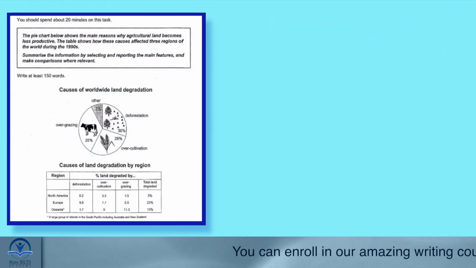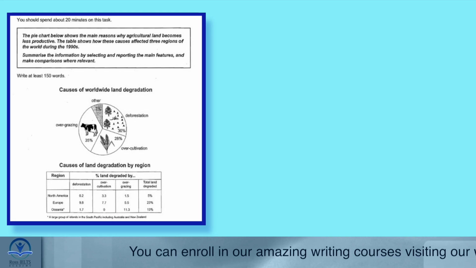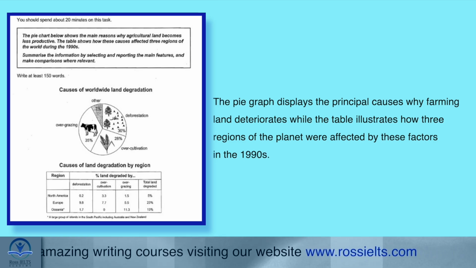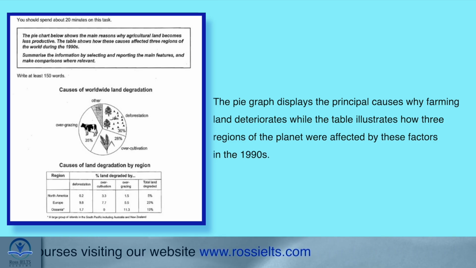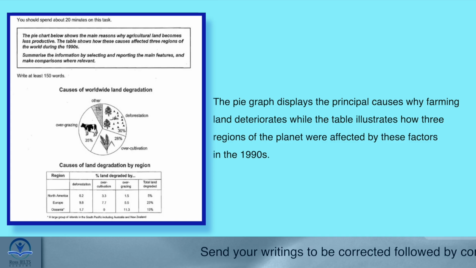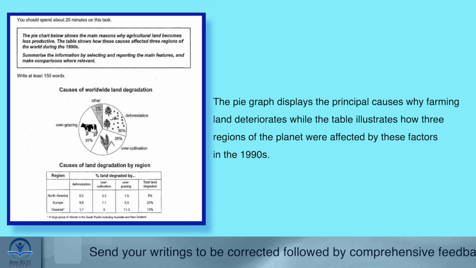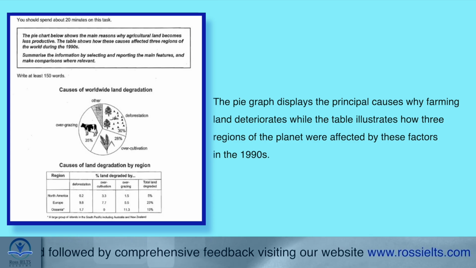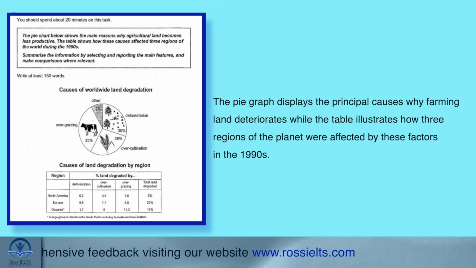So, in the introduction paragraph, which is our first paragraph, we can say, the pie graph displays the principal causes why farming land deteriorates, while a table illustrates how 3 regions of the planet were affected by these factors in the 1990s. As you can see, in this paragraph, I have paraphrased the question statement using some synonyms like graph instead of chart, principal causes instead of main reasons, farming land instead of agricultural land, deteriorates instead of becomes less productive.